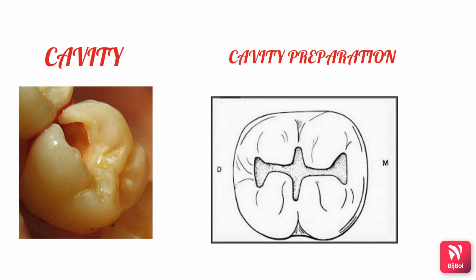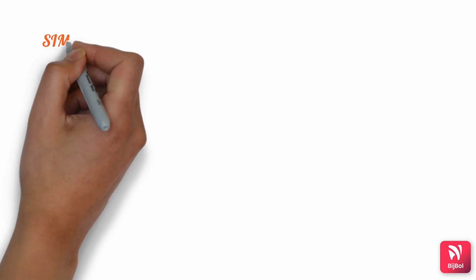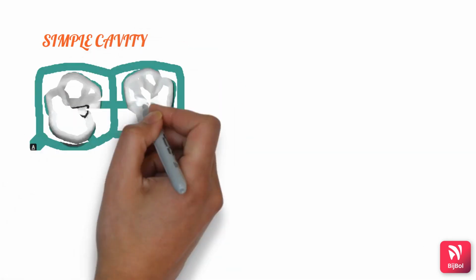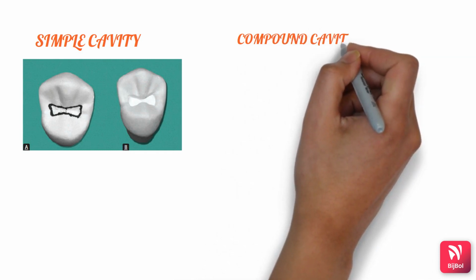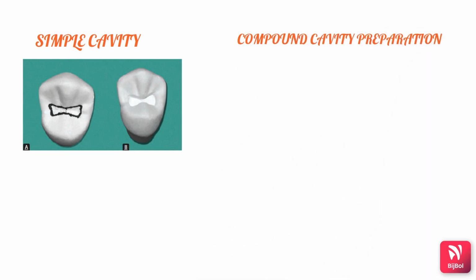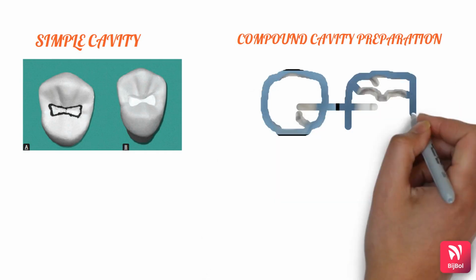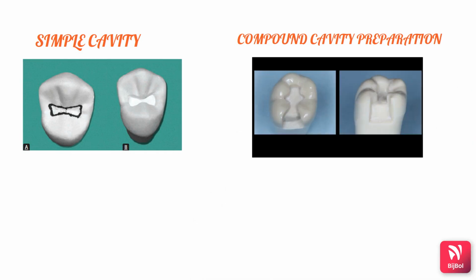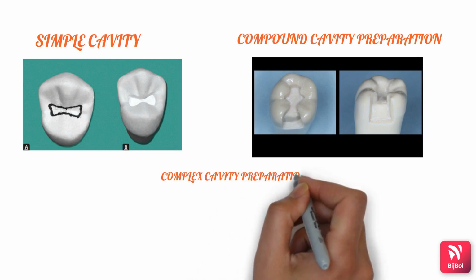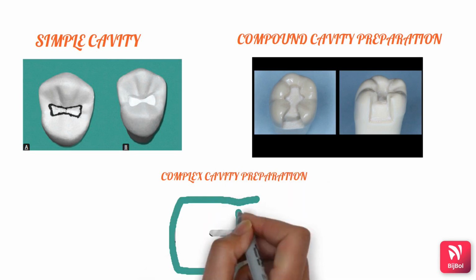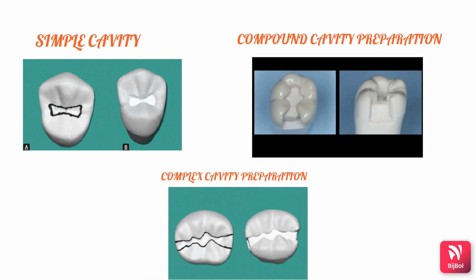Now we'll see other terminologies, such as what a simple cavity is. This refers to the preparation that involves only one surface of the tooth, that is the occlusal cavity. Next is the compound cavity. This refers to the cavity preparation that involves two surfaces of the tooth, that is the mesial as well as occlusal cavity preparation. Next is the complex cavity preparation. This refers to the cavity preparation that involves three or more surfaces of the tooth, the mesial, occlusal, distal cavity preparations.